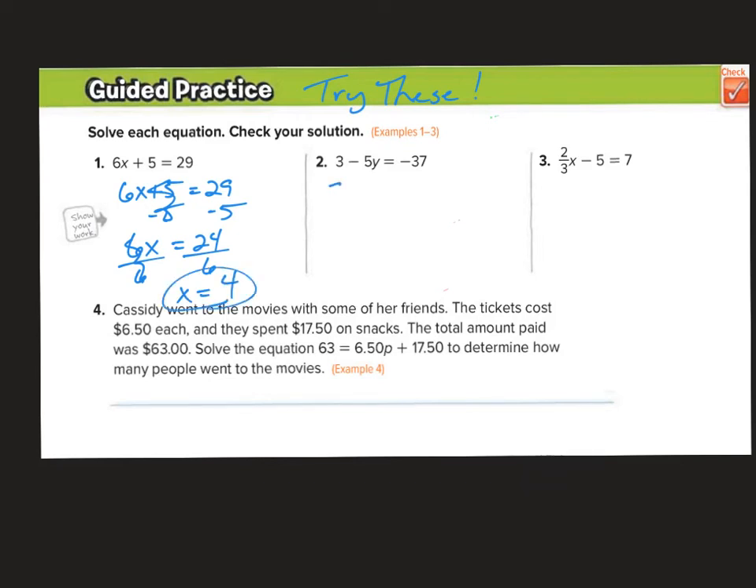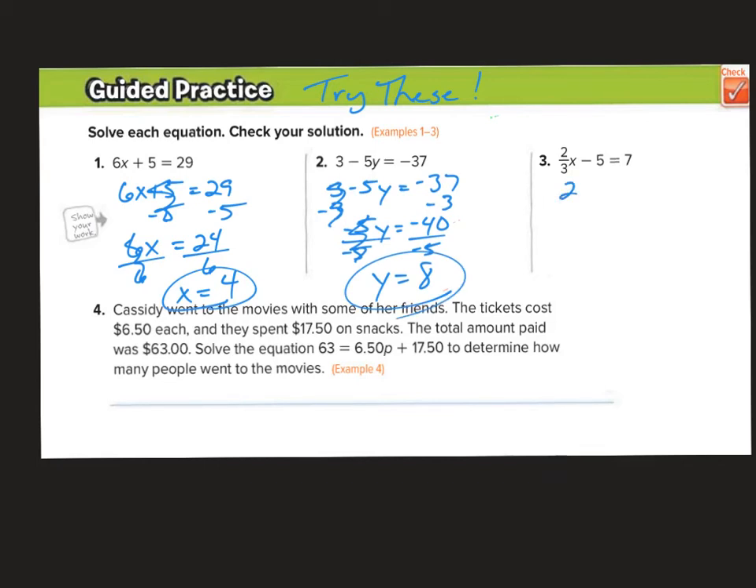For problem 2, I've got 3 minus 5y is equal to negative 37. I'm going to subtract 3 from both sides of the equal sign. I'm left with negative 5y is equal to negative 40. Now I need to divide by negative 5 on both sides of the equal sign, and I'm left with y is equal to positive 8 for my solution.